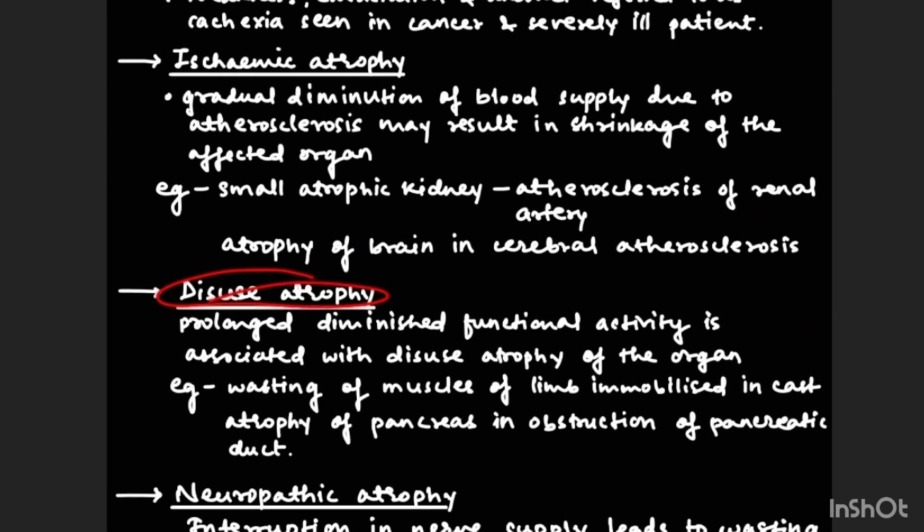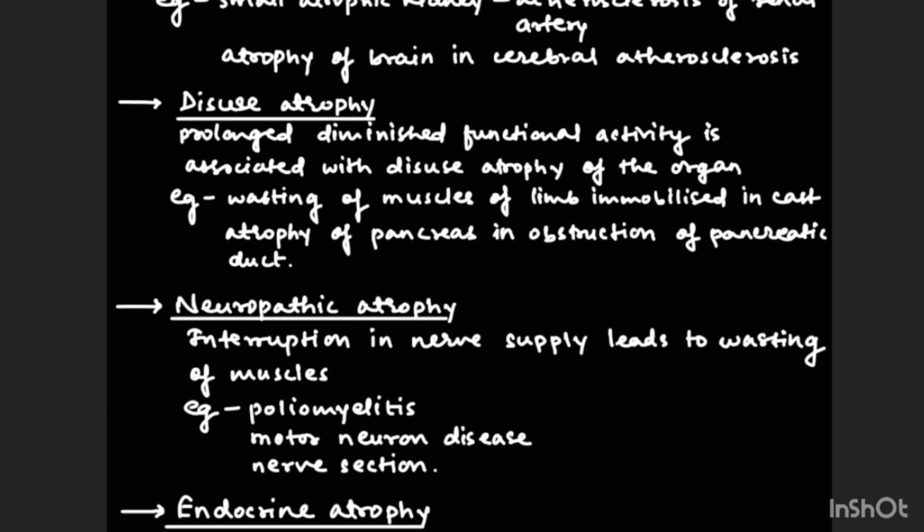Then next is disuse atrophy. In the case of disuse atrophy, if we have not used some organ for a prolonged time, it has diminished functional activity. For example, wasting of muscle of a limb which is immobilized in a cast. If you have applied a plaster on the hand and have not mobilized it for a long time, the functional activity of the hand may get diminished. The next example is atrophy of the pancreas in obstruction of the pancreatic duct. So these are some examples of disuse atrophy.